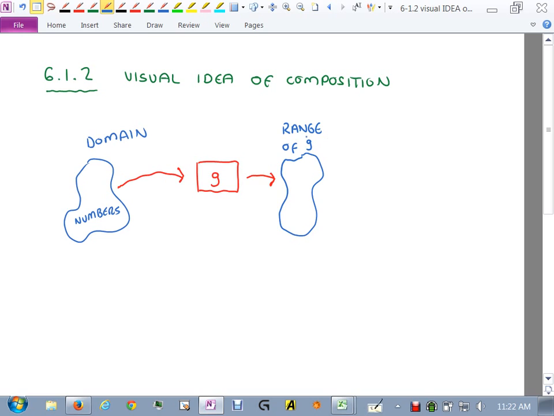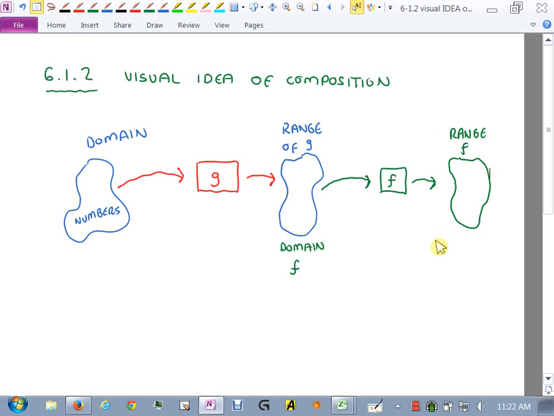We're not done because composition has two functions. So what you're going to do now is this range of g is now going to become the domain of f, and we're going to take those answers and pass them through the f function, and then that comes out as the range of f, doesn't it? So what happens with composition is you have almost like a chain.